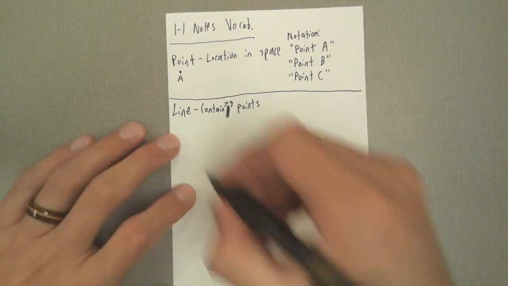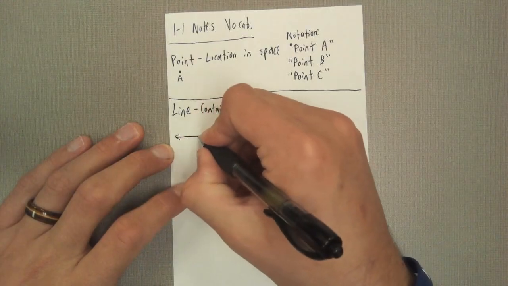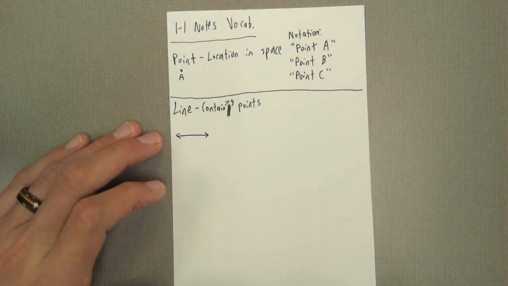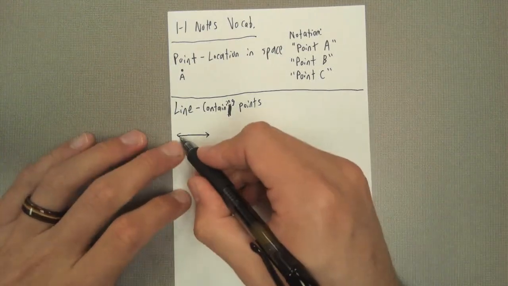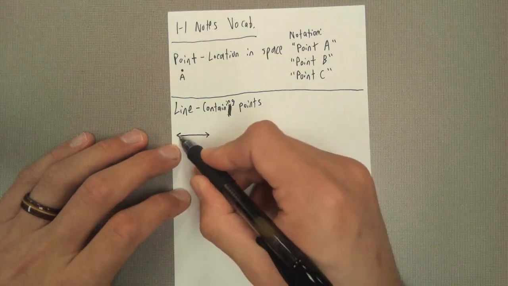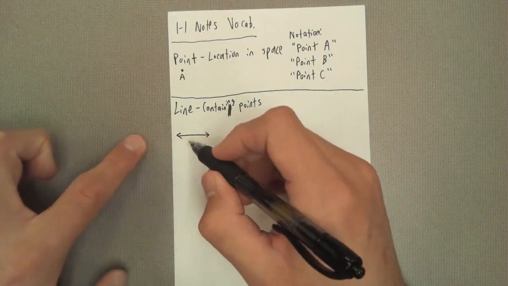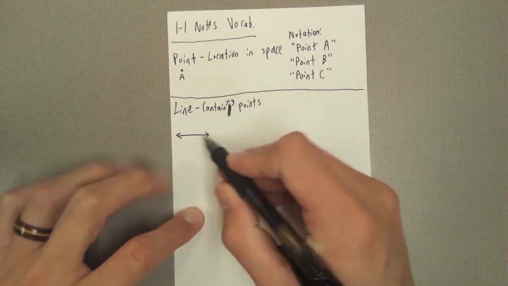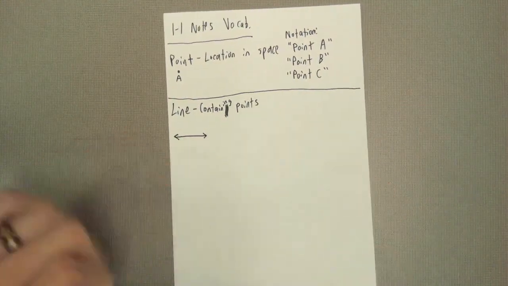So an example: there's a line. Don't forget that if you have arrows on the ends, it goes on forever in that direction. In all reality, this line is continuing over here, and on this side it's continuing over here. But to make it short, we just put those little arrows.